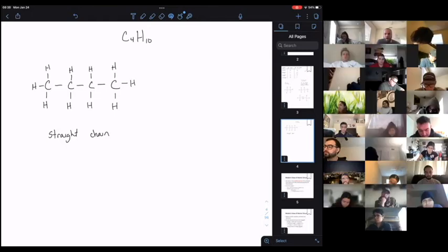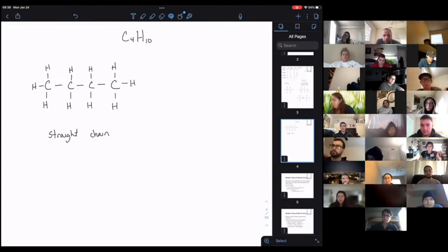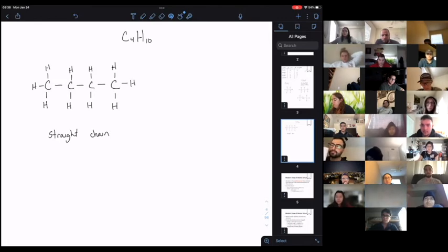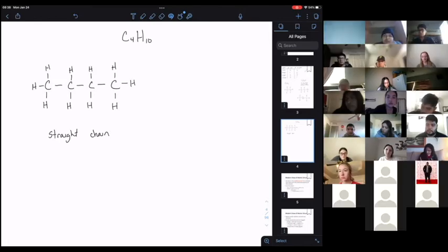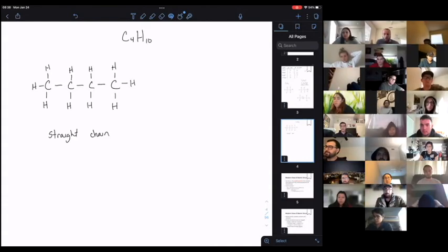All right, if you think you got it, hold it up to your camera here. Let me see. All right, so we're going to have the same molecular formula here. So 4 carbons, 10 hydrogens. That's not going to change. The difference is going to be, again, that connectivity of atoms.